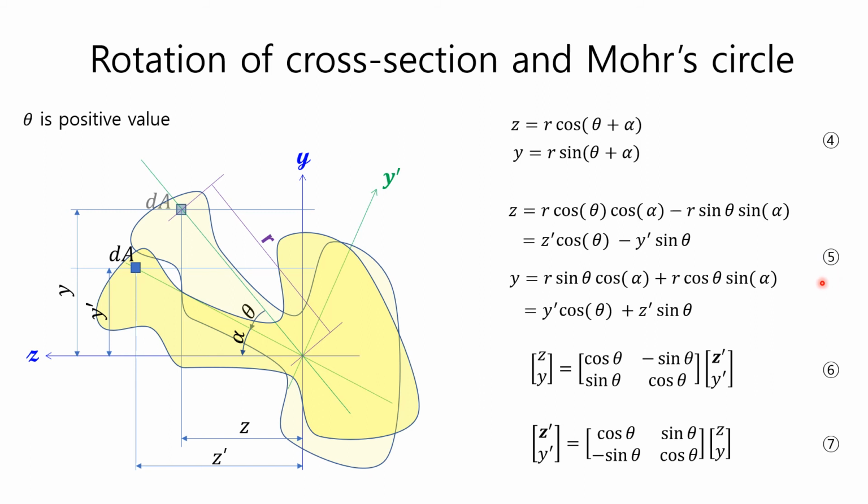We can express these equations in the matrix form of 6. It can be seen that this result is the same as the equation obtained in the previous slide. This result is expectable because in the previous example, the coordinate system rotates clockwise by theta, but in this example, the cross-section rotates counterclockwise by theta.